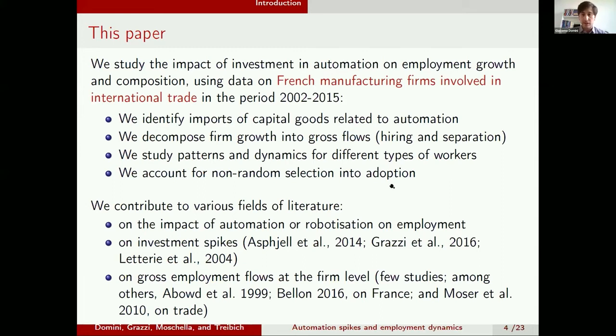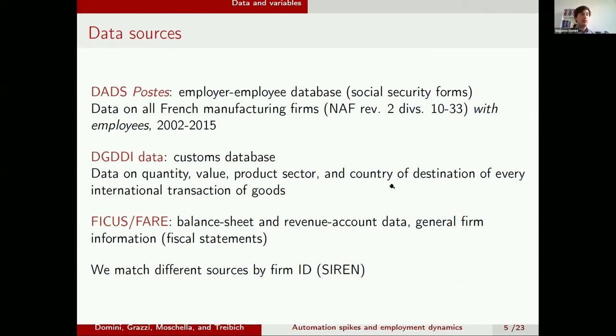So what are our sources? We rely on three administrative sources. The first and main of which is DADS Post, which is an employer-employee database based on Social Security forms, so administrative data, which contains worker-level information on the universe of French manufacturing firms with employees. And we restrict our focus to French manufacturing firms.